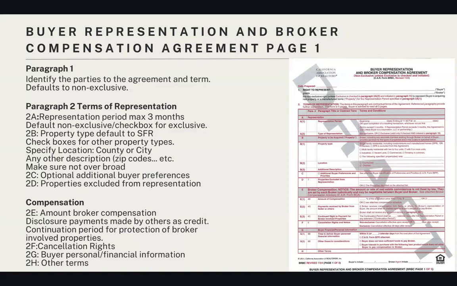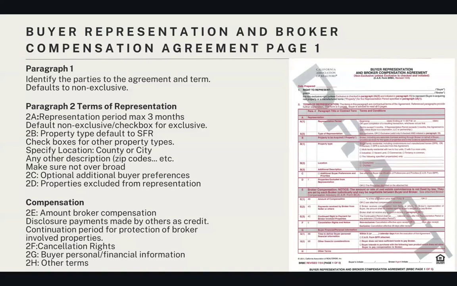Paragraph 2C is optional, for additional buyer preferences if they want to specify them. And then paragraph 2D is where, if there are other buyer broker agreements, or if the buyer wants to exclude some property from representation, it is an exclusion field. You can utilize that to have the buyer specify that the representation would not be included on such properties.